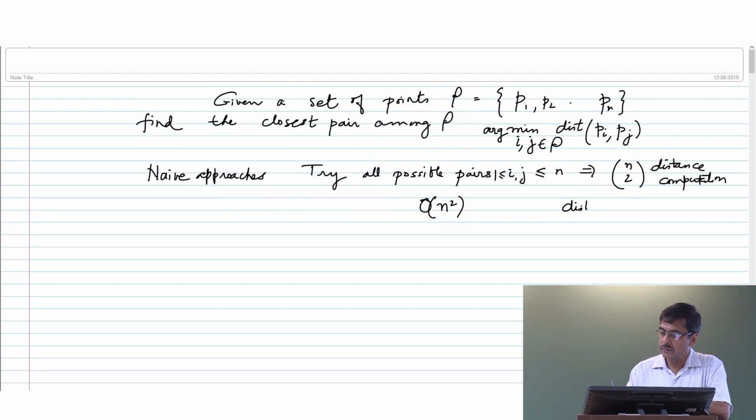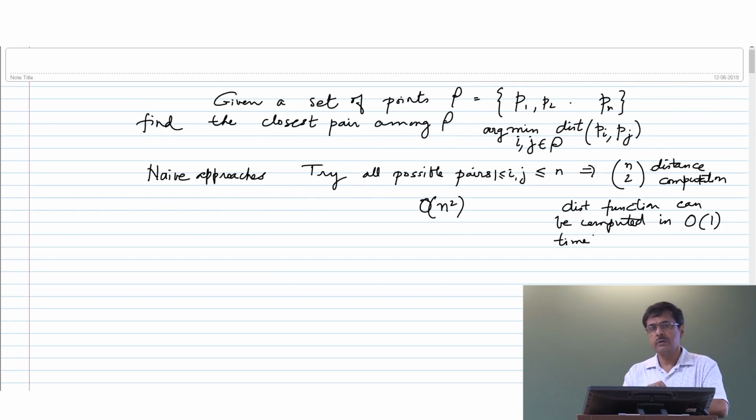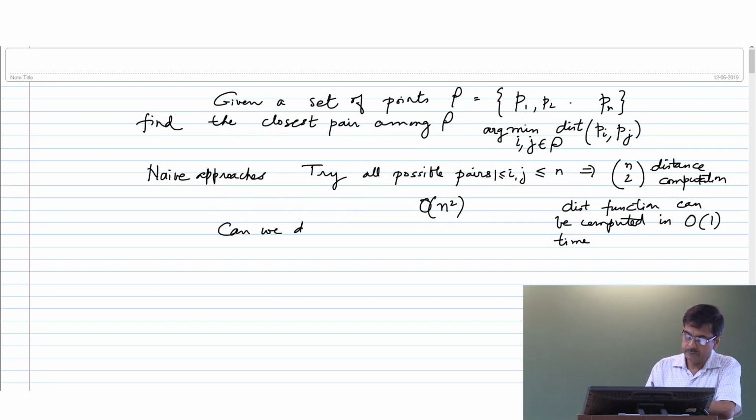So the distance function can be computed in constant time. You don't even have to compute the square roots, because I can work with the squares of distance also. If you're looking at the Euclidean norm, I don't need to compute a square root. I can work even with the distance squared, and that will suffice. So order n squared is the time complexity for this algorithm. So the question is, can we do better? And how much better?